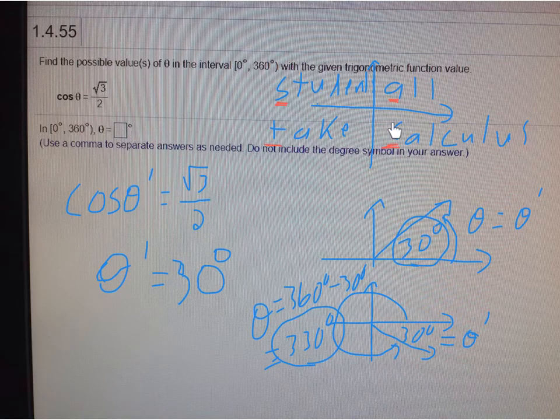The other answer is in quadrant 4, and I draw its picture. Here's a reference angle in quadrant 4 of 30 degrees. That's theta prime. Well, we want theta, which would be here, all the way around 360. We have to take away the 30, and so 330 degrees would be theta.